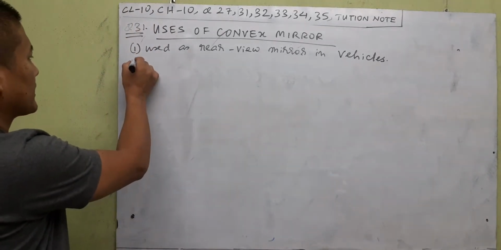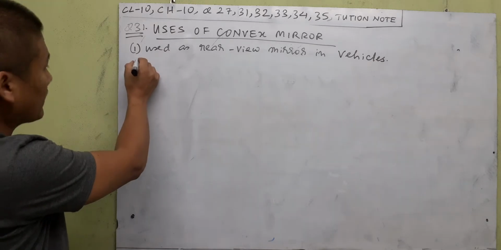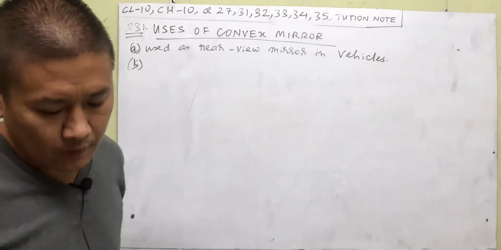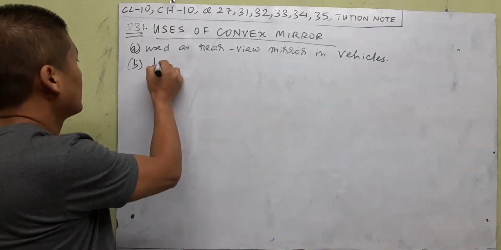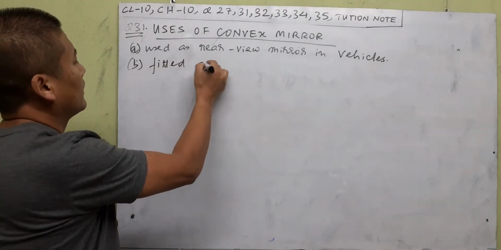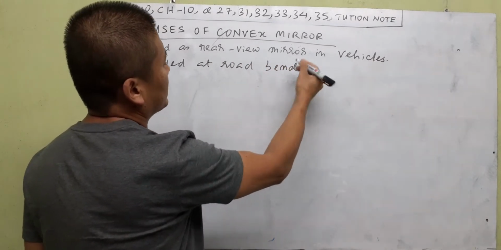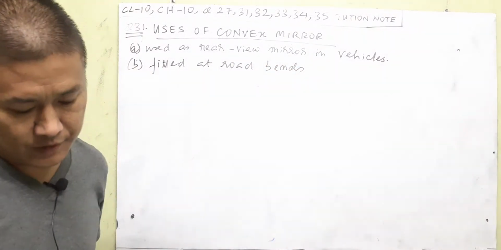It's always convex. Second use is B. This one is A and this is B. They are fitted at road bends. Fitted at road bends, especially in hilly regions, to see images of vehicles.